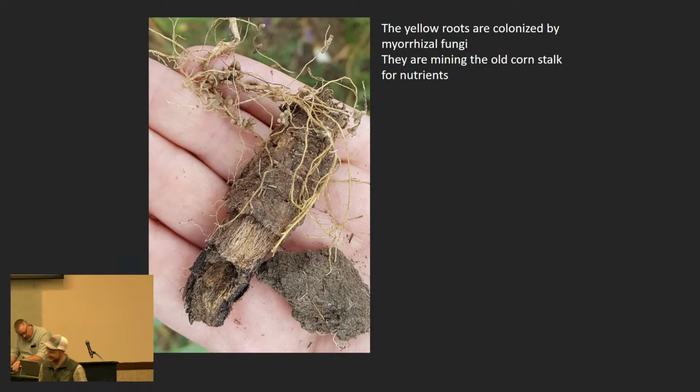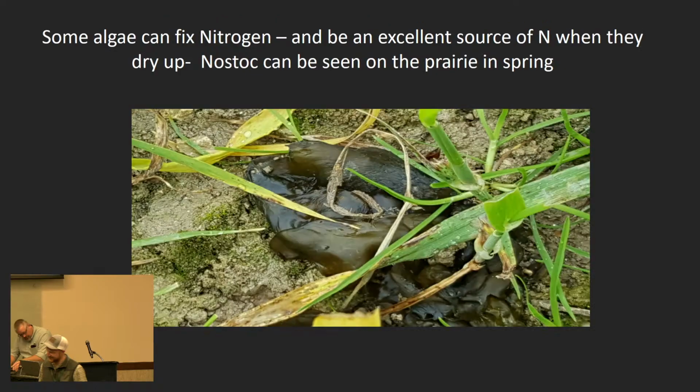So we want to use mycorrhizal fungi, and it will actually be mining the old organic matter. How many of you think of algae? You might have seen this on the prairie. I've seen it in the desert here. Nostoc algae. It's a nitrogen fixer. And when it gets really dry, it powders up into a beautiful source of nitrogen. You want to keep these algae. There's nothing wrong with algae.